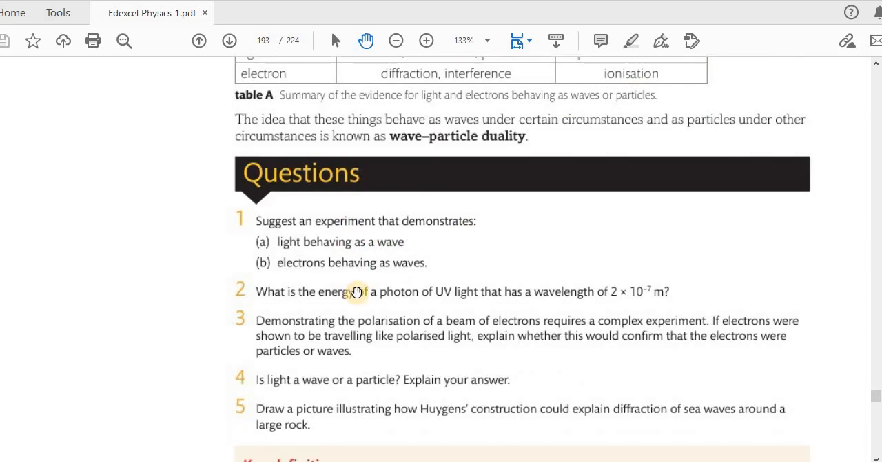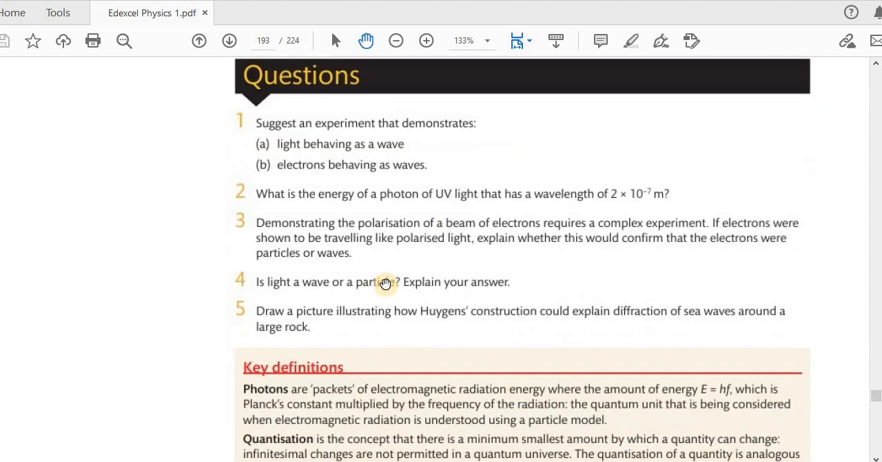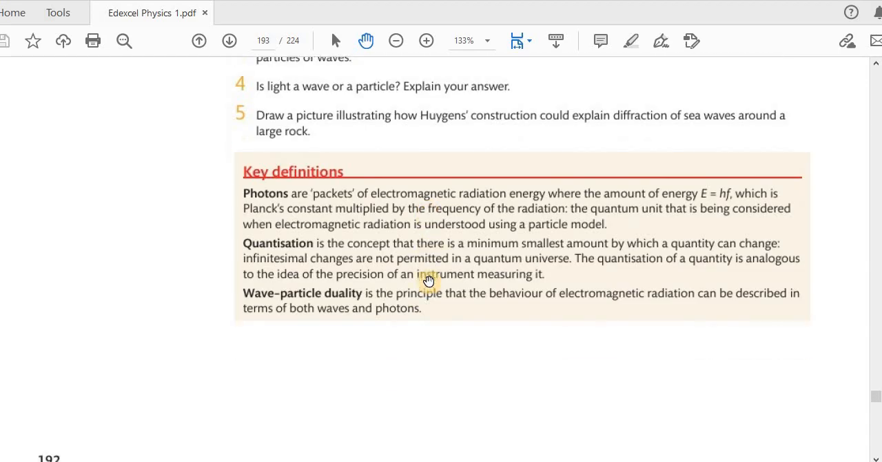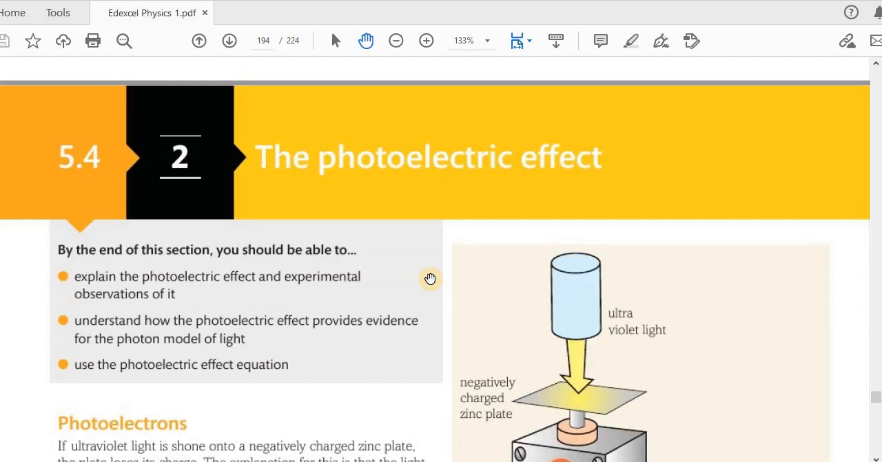You can answer these questions and check the answers in the answer script. That will ensure that you understood this theory well. Here are the definitions. Like I said, after every subchapter there are some definitions which will make it easy for you. We went through these two, photons and quantization. Let's go through this bit. Wave-particle duality is the principle that the behavior of electromagnetic radiation can be described in terms of both waves and photons. These definitions are important, so make sure you study them. Next we will see the photoelectric effect.